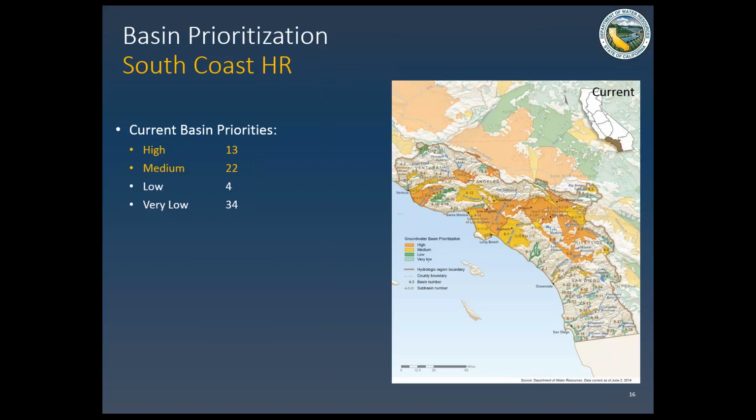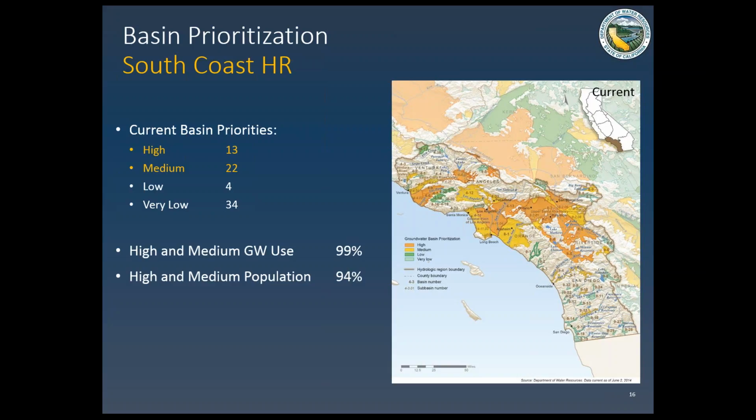South Coast, it's a little 50-50 with respect to high and medium versus high and low. There's 13 high and 22 medium basins, and many of those high and medium basins are also adjudicated basins. The consistent percentage: 99% of the high and medium basins use the groundwater, and the population is represented by 94. These are a little higher than the statewide averages, especially the population.